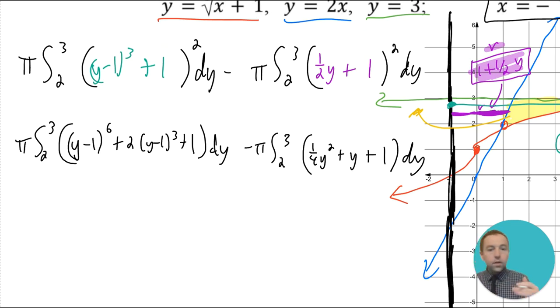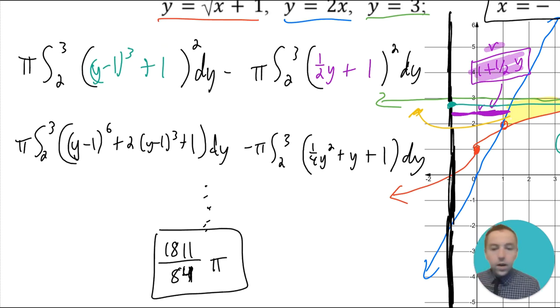You'll anti-differentiate. Okay, you do all the math of that. If you want to go through that on your own, go ahead. This would be your answer. If you want to check your answer, it should end up being 1811 over 84 pi.